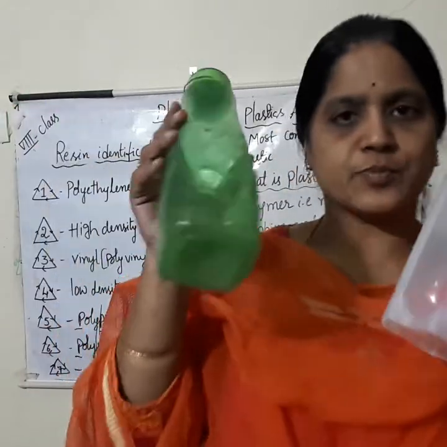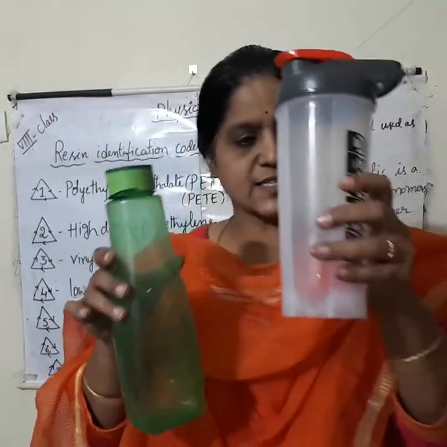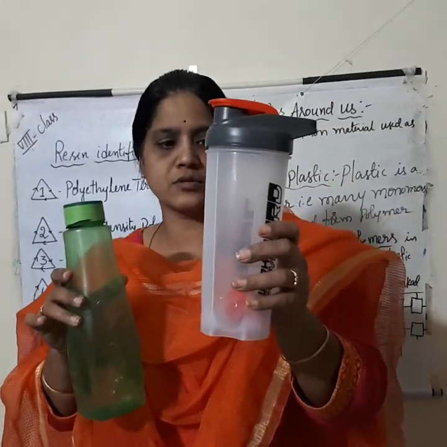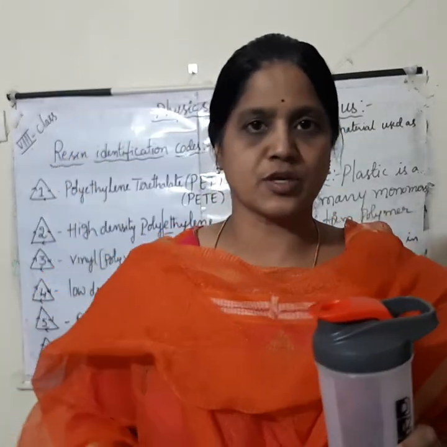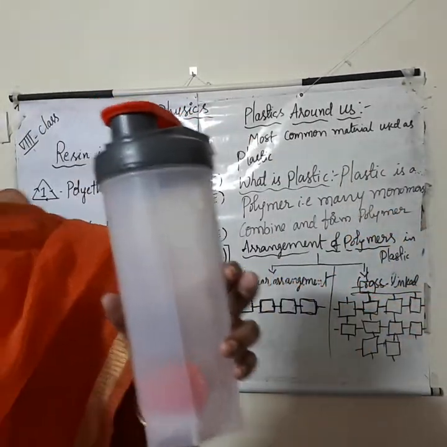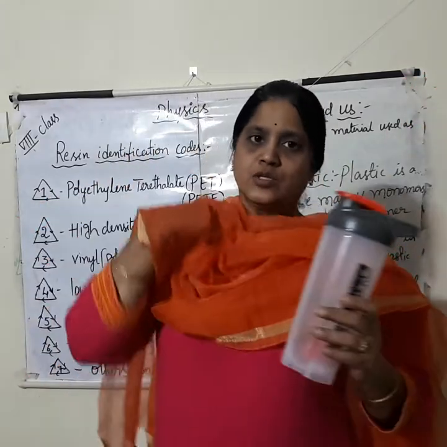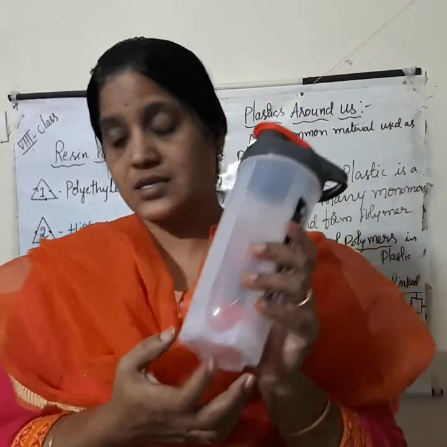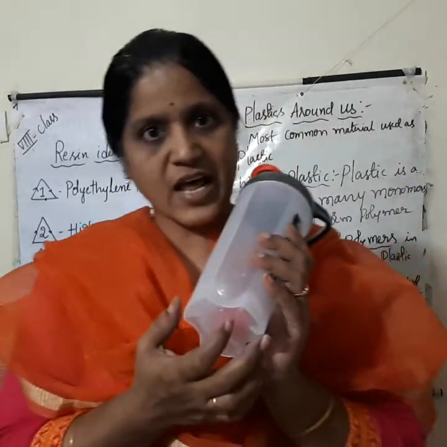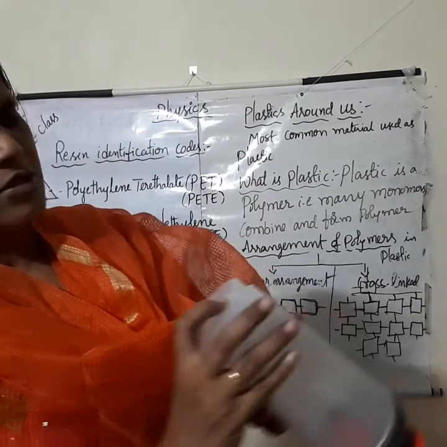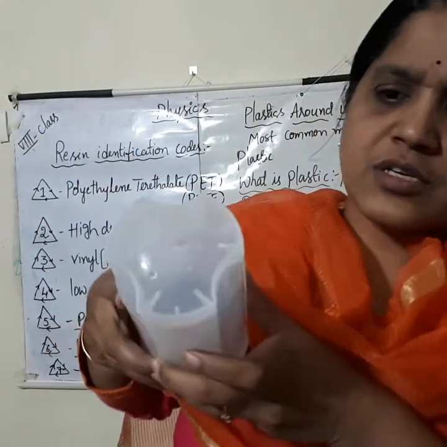And suppose you take these two bottles, this is known as a shaking bottle, used for juices and so on. Now this is the drinking bottle, and when you observe the bottom of these bottles, triangle symbols are given. Here the triangle symbol is given as number 5, and PP is mentioned here. I can't show. See, can you see?